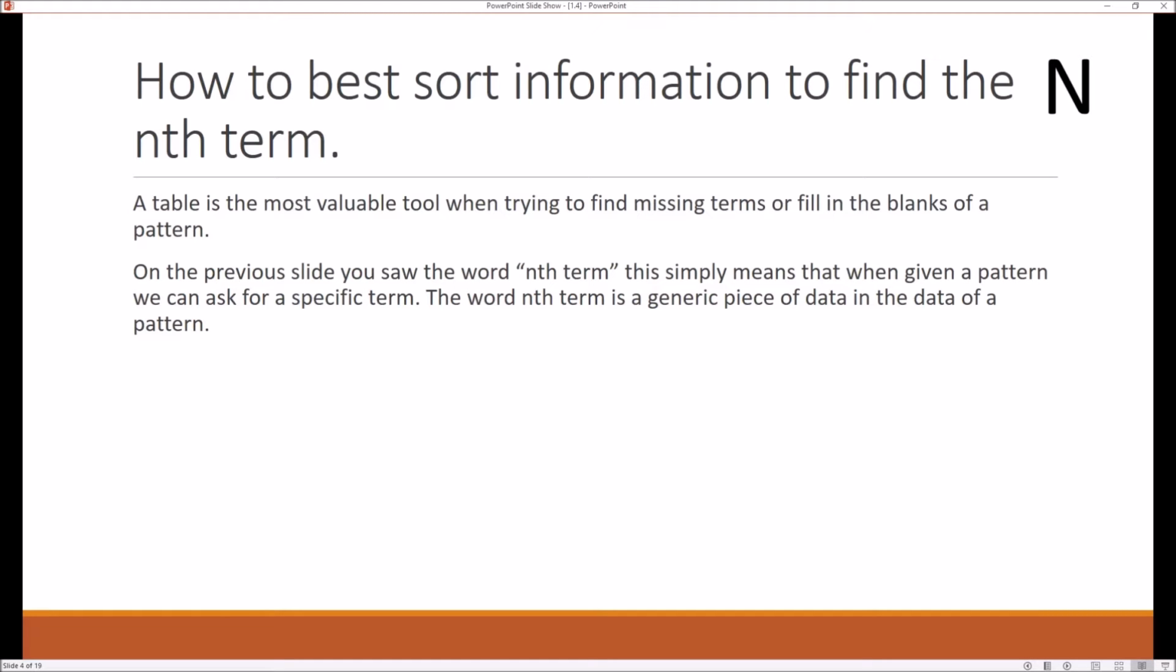So the nth term is a generic piece of data in the data of a pattern. What that basically means is, if I ask you for the nth term, or n equals 5, I'm asking you for the 5th term. We'll apply n equals 5 into an expression that we can come up with from the data using inductive reasoning to find the value of that term.